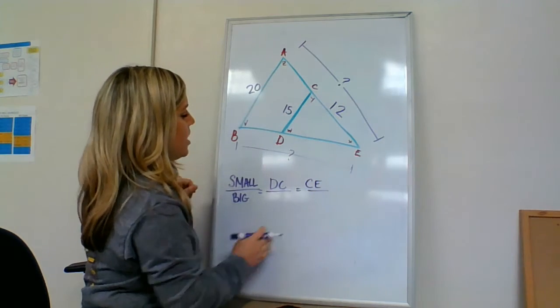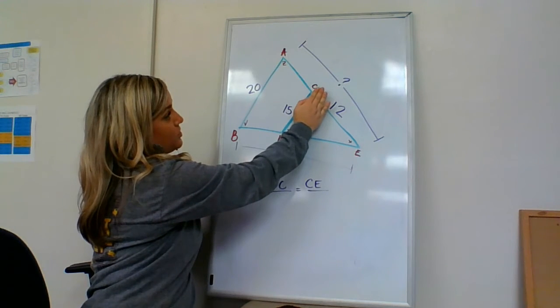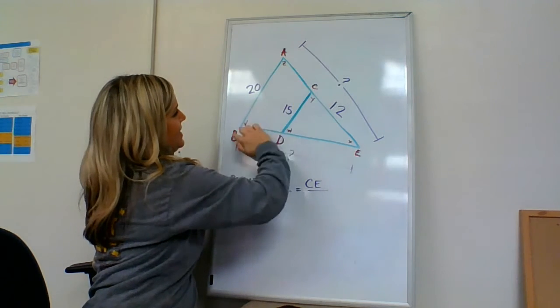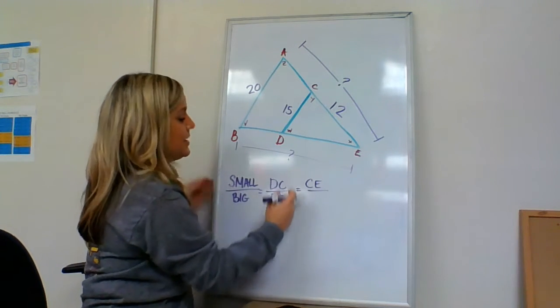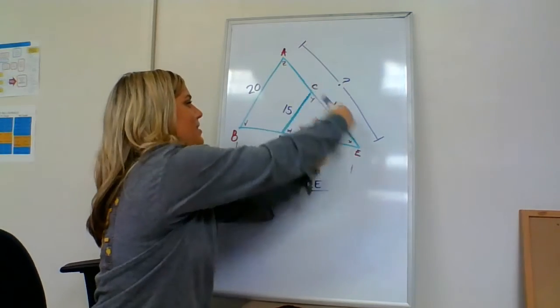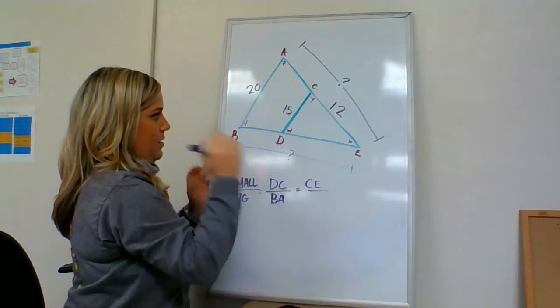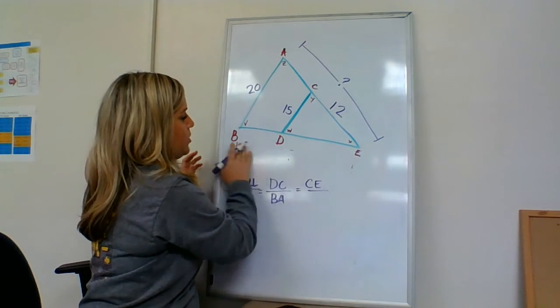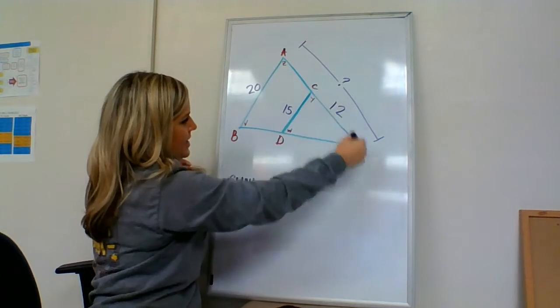My small ones are on top. And then the corresponding or proportional side for DC is BA. So that's going to go underneath because I have to keep my likes together. I'm keeping my likes together. This is alike, this is alike. So it doesn't really matter which side you want to do. We can do AE because we did CE, so we'll do AE.